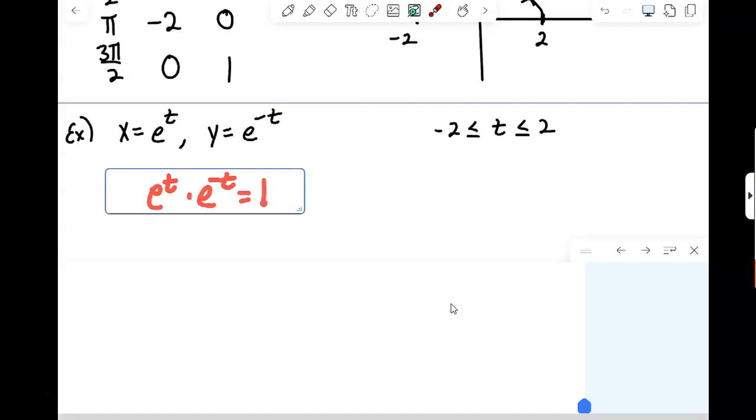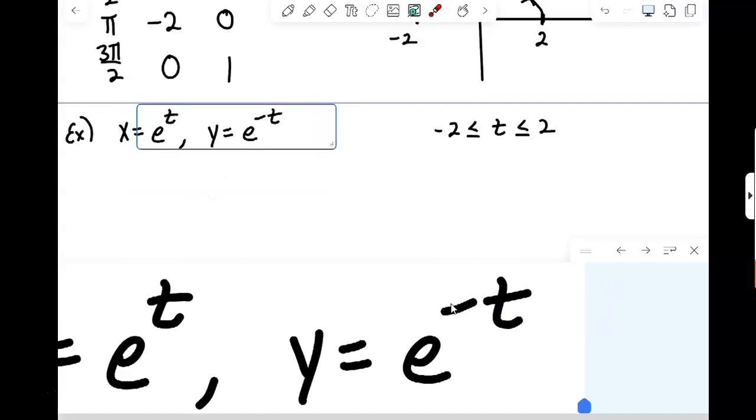So that means you could get the xy equation this way by just saying xy equals 1. Or, in other words, y equals 1 over x. All right, so that's one way to approach the problem. That's a little slick and might not be something you notice.